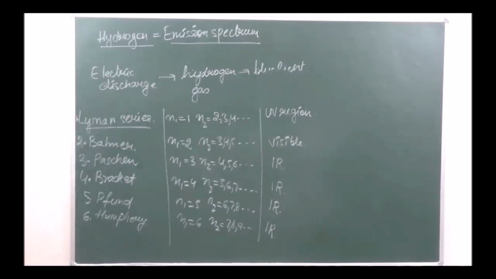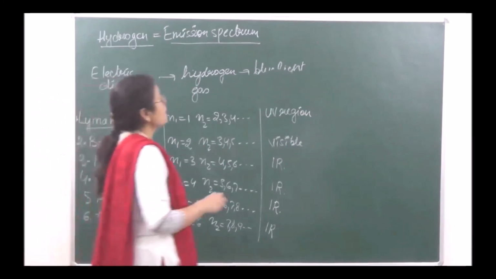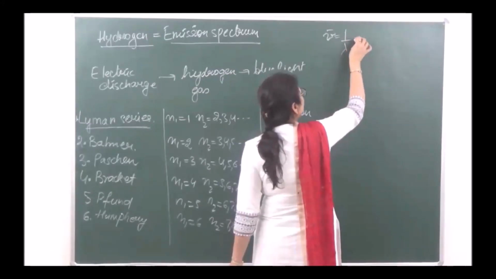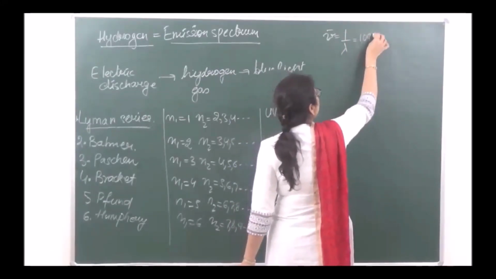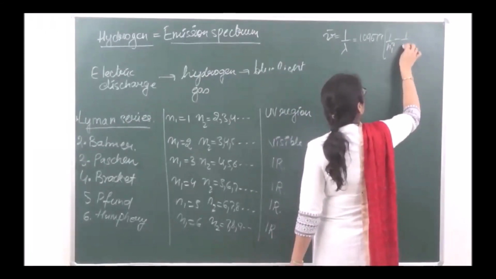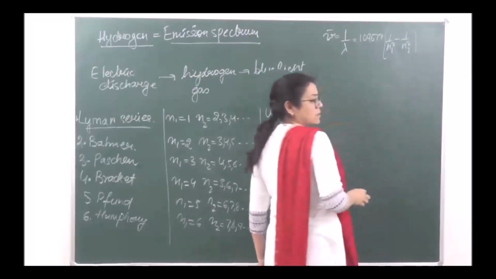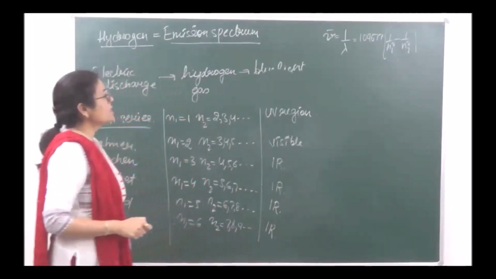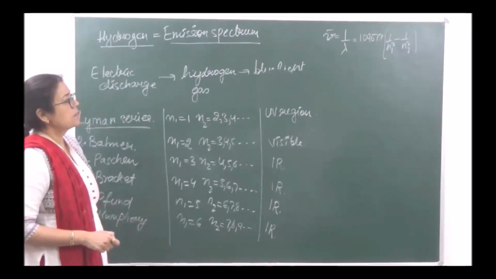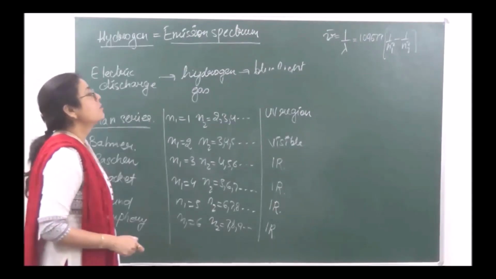There was a scientist by the name of Rydberg who gave us a mathematical expression, right? So what was the mathematical expression for this? It was given as mu bar is equal to 1 by lambda is equal to 109677 into 1 upon n1 square minus 1 upon n2 square, where n1 is the initial shell in which the electron is present and n2 is the final shell.